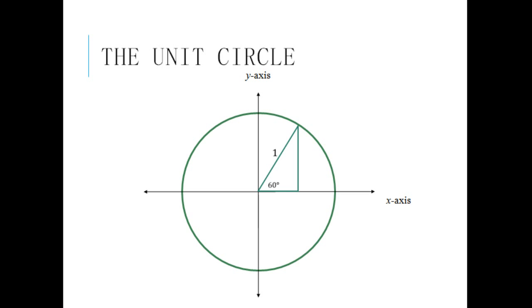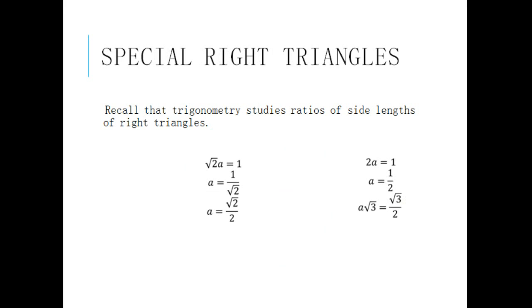Recall, when working with trigonometric ratios, we are interested in finding the ratios of the sides of the triangles that we have created. Thus, we are going to be looking at the 30-60-90 and the 45-45-90 triangles, each with a hypotenuse of a length of 1.